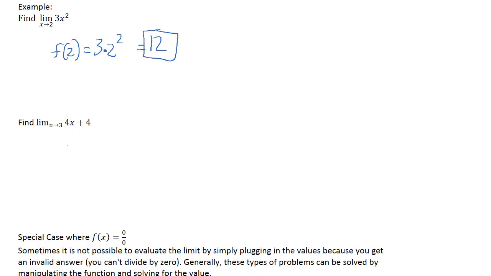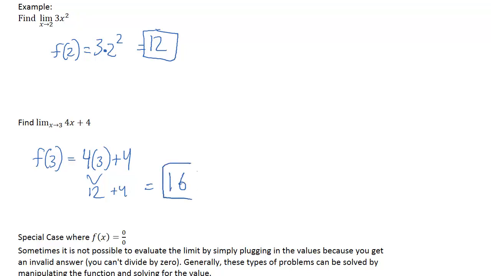For our second example, it's basically the same thing. Limit as x approaches 3, so we solve for f of 3. And that equals 4 times 3 plus 4. 4 times 3, of course, is 12 plus 4. We get a final answer of 16. Simple enough. Basic algebra.